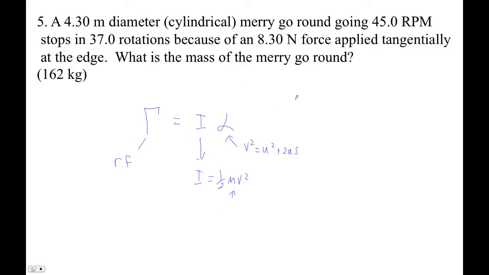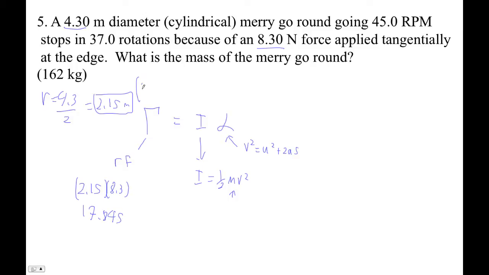Okay, so let's see. 8.3 newtons, and that's the diameter. So what's our radius? Our radius is the diameter over 2. What is that, 2.15? How sad if I got that wrong. Of course, it's 2.15 meters, right? So now our torque is 2.15 times 8.3, which is 17.845. I'm going to store that in F just for fun.